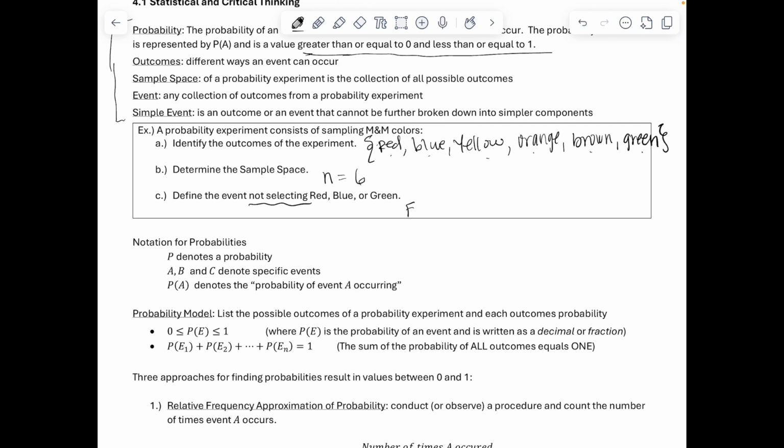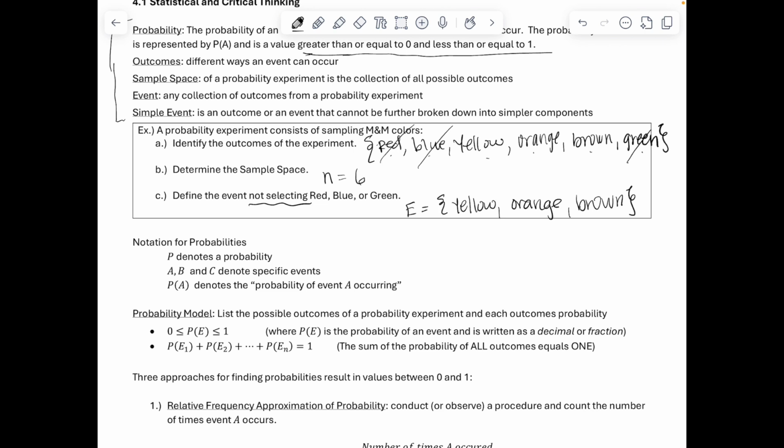So I'm going to go ahead and call this event E. And that means if it's not red, not blue, and not green, then we're left over with yellow, orange, and brown. So that's going to be our outcome. So yellow, orange, and brown. This idea is also called a complement, and we'll get into that in a moment.